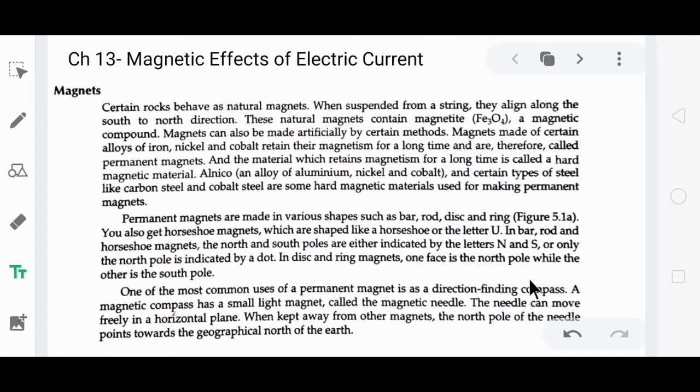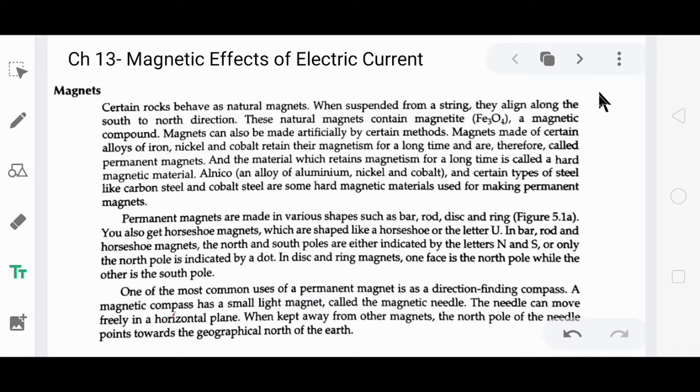Jai Hind students. Our next topic is magnetic effects of electric current. You can say this is the second part of the chapter electricity. It is chapter number 13 in our NCERT book.